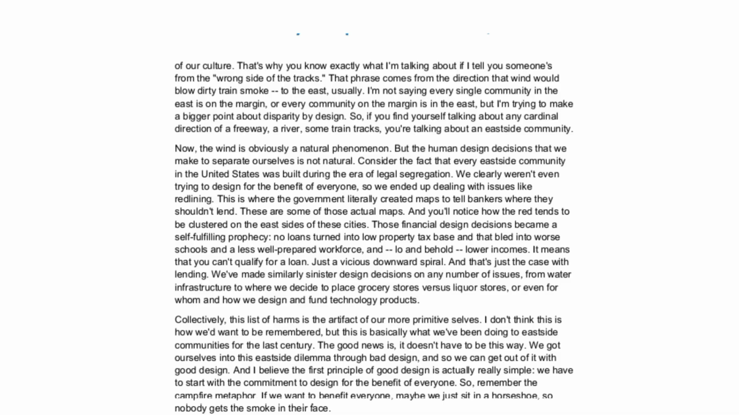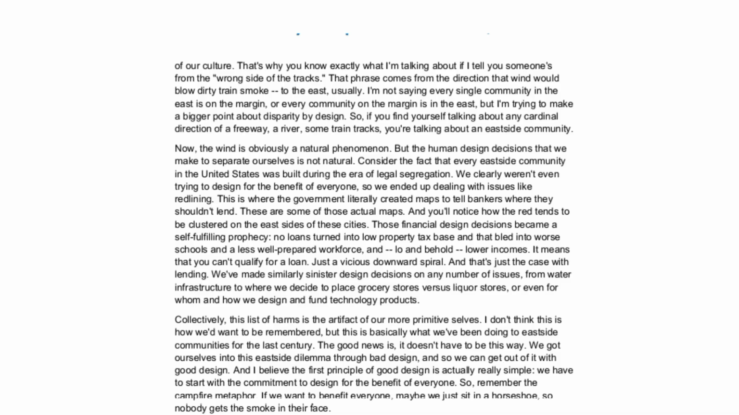And that's just the case with lending. We've made similarly sinister design decisions on any number of issues, from water infrastructure to where we decided to place grocery stores versus liquor stores, or even for whom and how we design and fund technology products. Collectively, this list of harms is the artifact of our more primitive selves. I don't think this is how we'd want to be remembered, but this is basically what we've been doing to East Side communities for the last century.